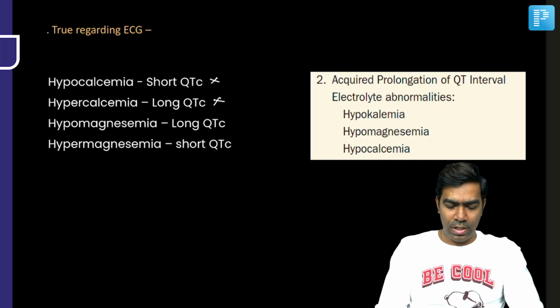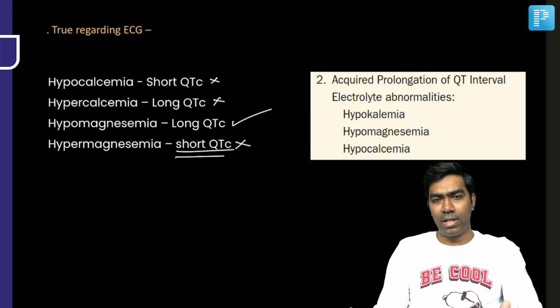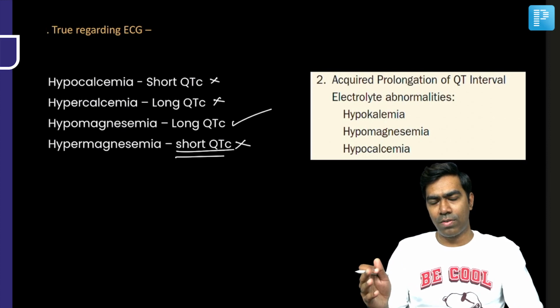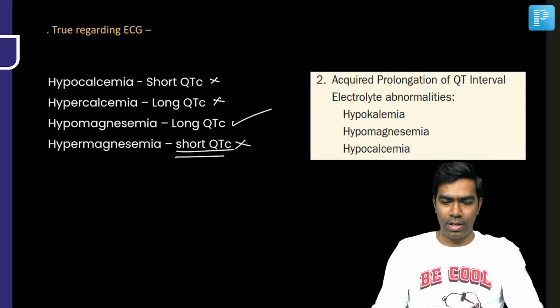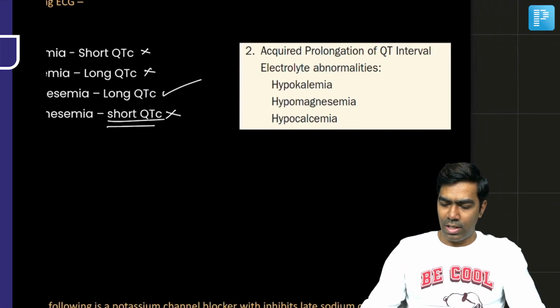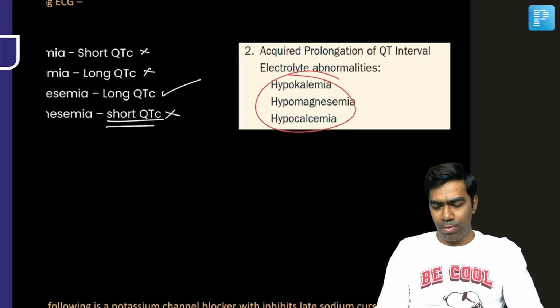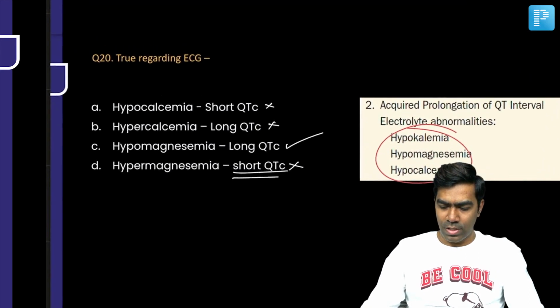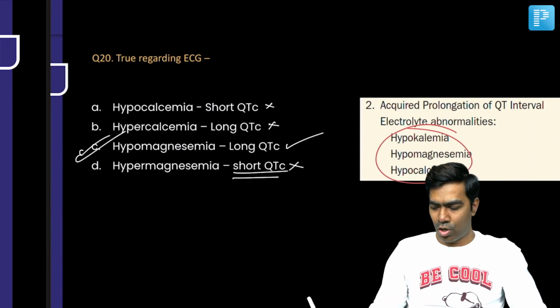And hypomagnesemia, long QT, correct, and hypermagnesemia, short QT, wrong, because whether any ECG change is associated with hypermagnesemia or not is something that we don't know. Some textbooks say that hypermagnesemia is commonly associated with long QT, but that is questionable and not concretely known. According to Harrison, 3 electrolyte abnormalities tend to produce prolonged QT: hypokalemia, hypomagnesemia, and hypocalcemia. So the right answer for this question will be option C, that is hypomagnesemia producing long QT.